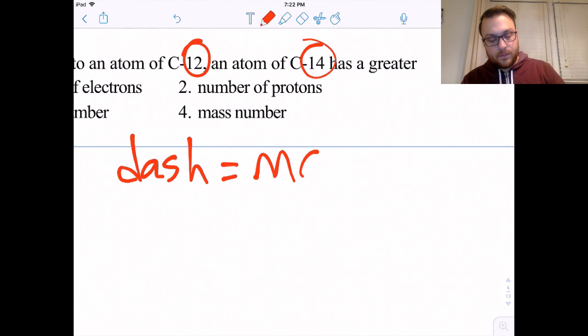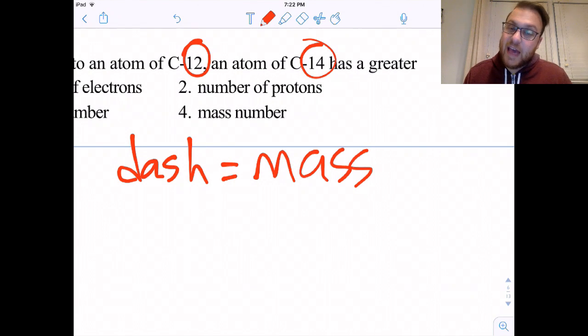When you see a dash, that's the mass. Just keep that in mind. Dash is mass.